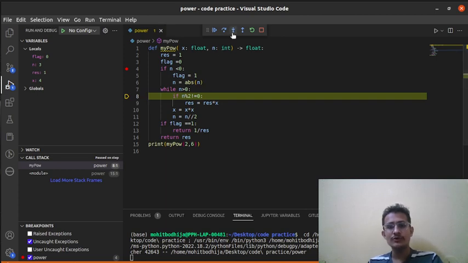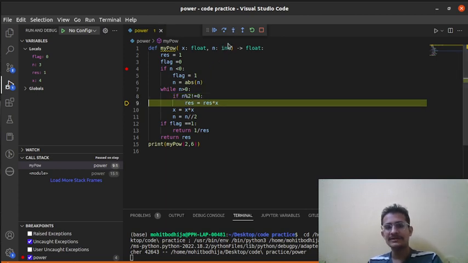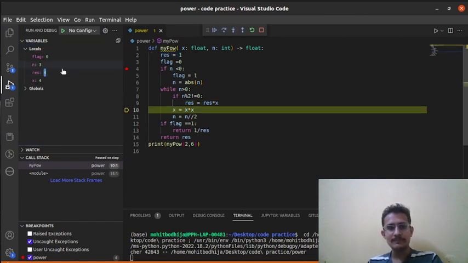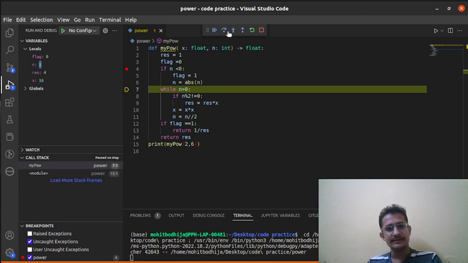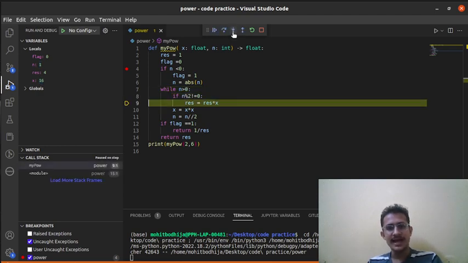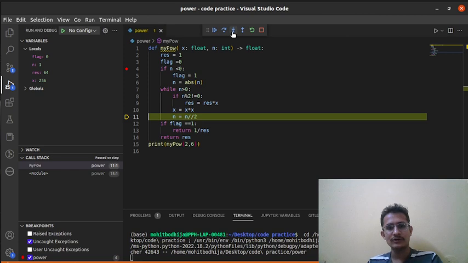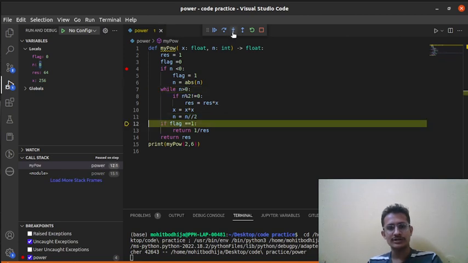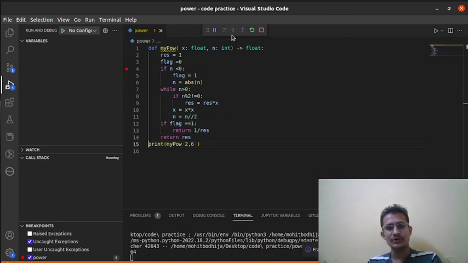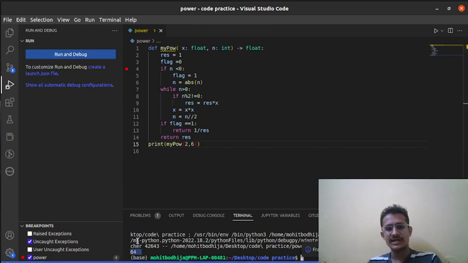So what do we need to do? We need to multiply the result with x. Initially the result value was 1, so we multiply result into x. So our result will become 2 this time. Sorry, the result will become 4, because it depends upon x. Again x will be multiplied by x, and like this the code is going to be executed, and finally we are going to get our solution as 64.